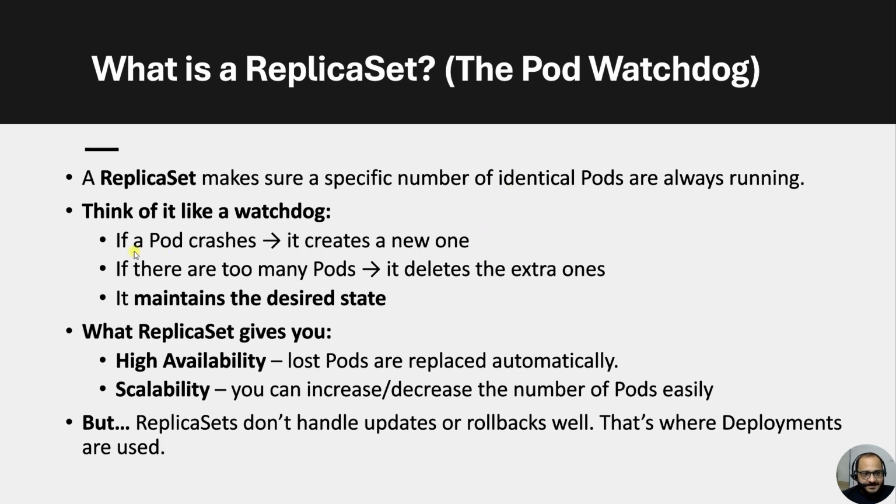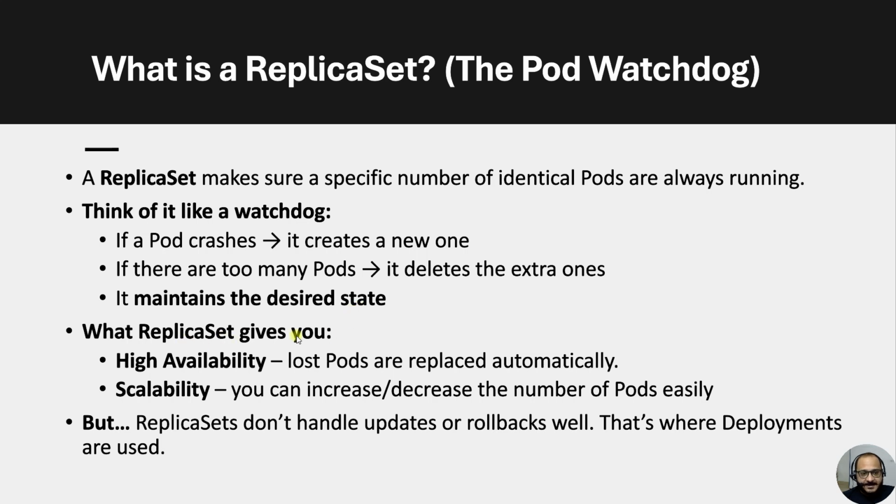So that's what we have discussed. If a pod crashes, it creates a new one. If there are too many pods, it deletes the extra one. It maintains the desired state, basically. Whatever configuration we have specified, 2, 3, 4, it looks at the configuration for how many replicas we need for this instance. This is the desired state we have mentioned in the manifest file, and accordingly it will keep that number of identical pods up and running.